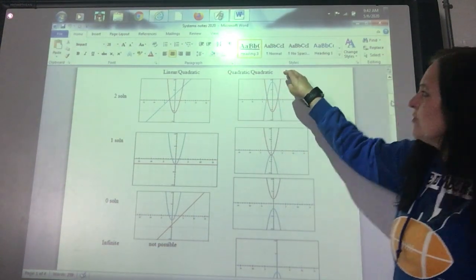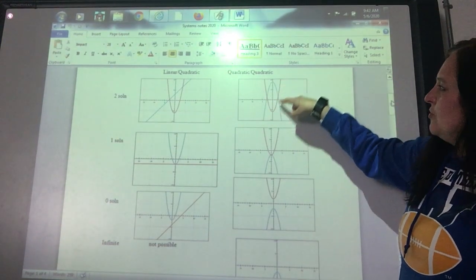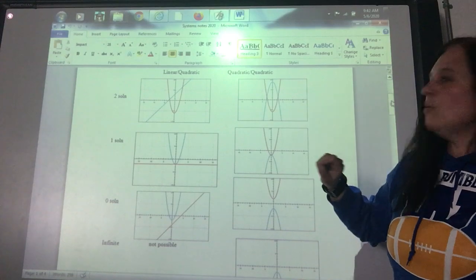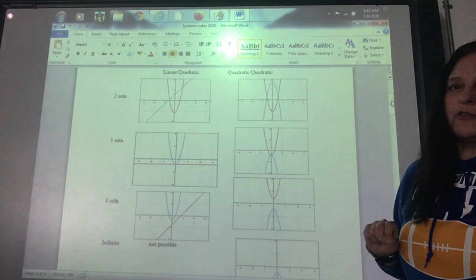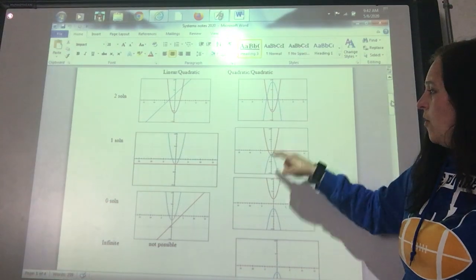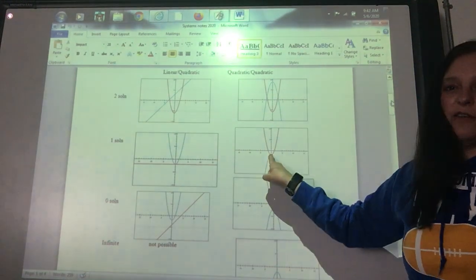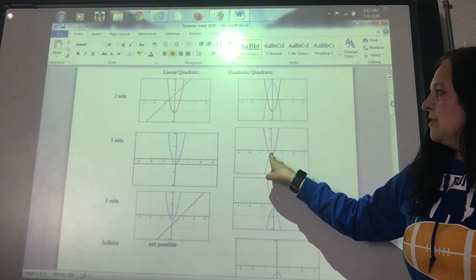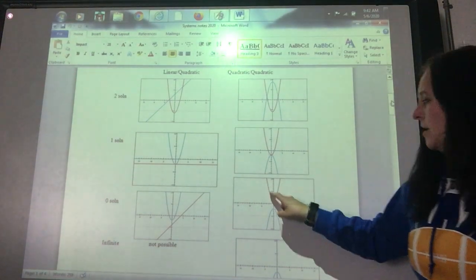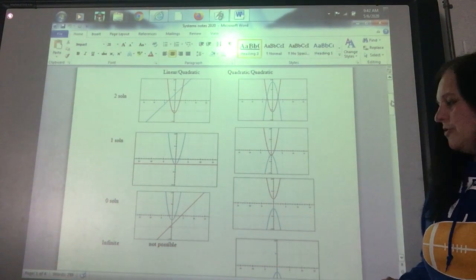Okay, let's review for quadratic-quadratics. So when you draw 2 parabolas, sometimes they overlap twice. These 2 parabolas overlap here and here, so they would have 2 solutions. These parabolas only have 1 solution. They only meet once. Their vertices meet, and that's only once. So that's 1 solution. Or maybe they never meet. This would have no solution.